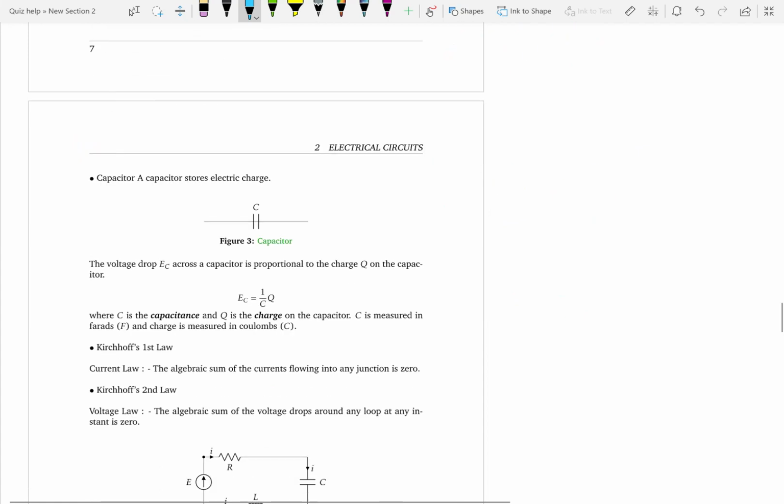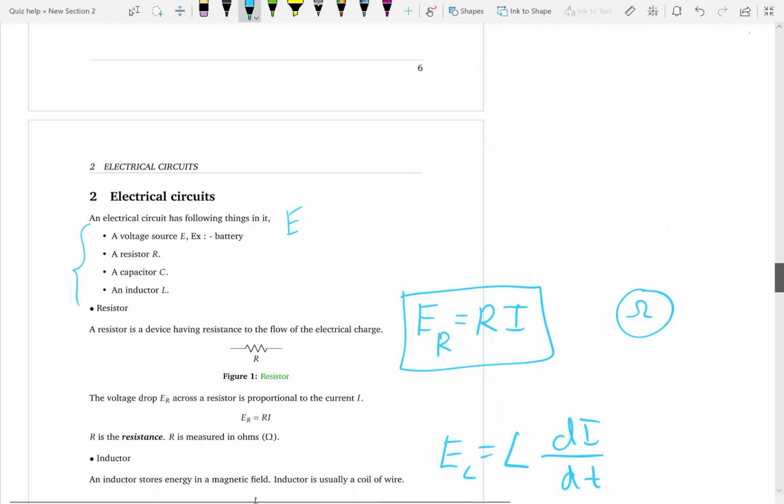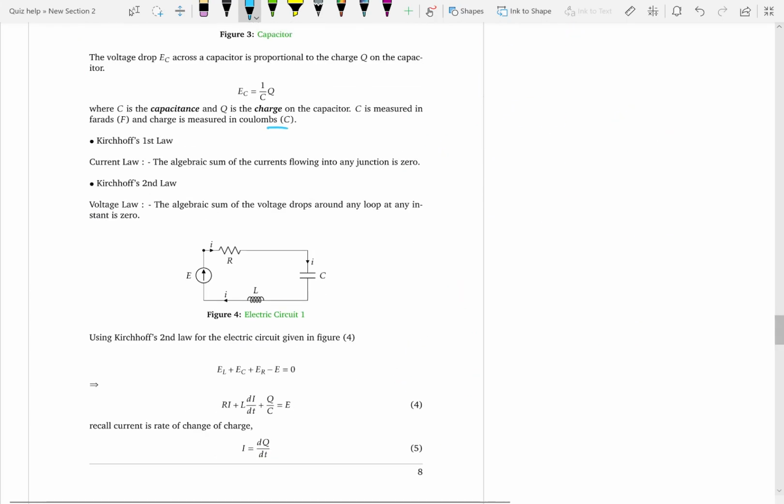And the other device that you can have is a capacitor. A capacitor stores the electrical charge, and the voltage drop around the capacitor, E sub C, is Q over C, where Q is the charge, C is the capacitance, and capacitance is measured in farads, and charge is measured in coulombs.